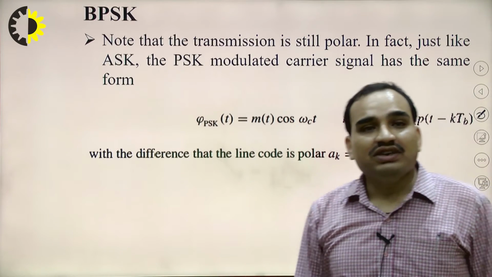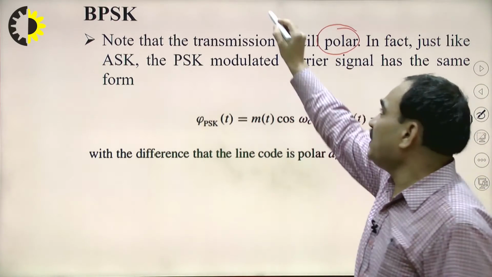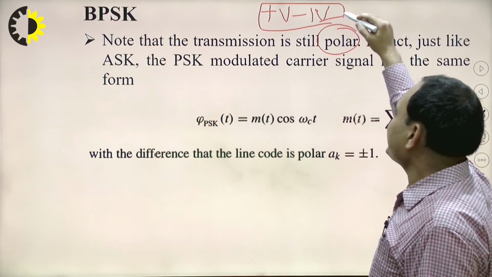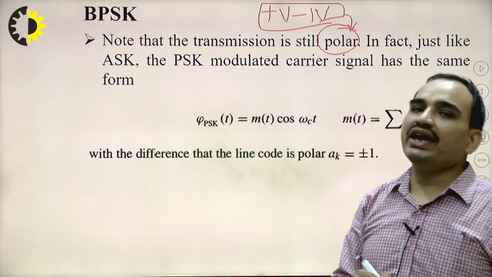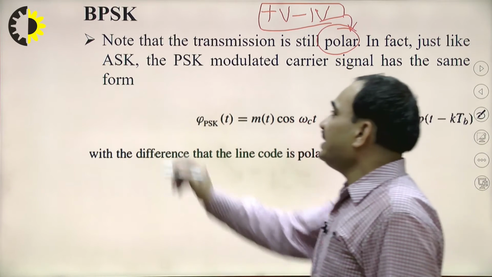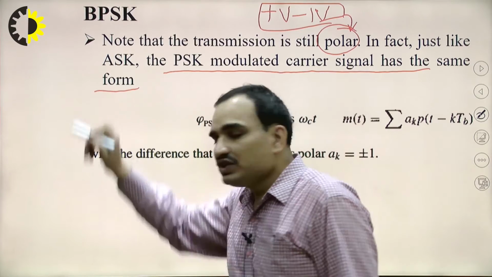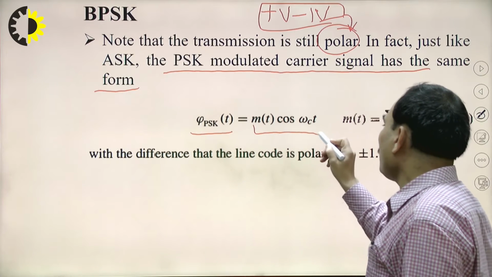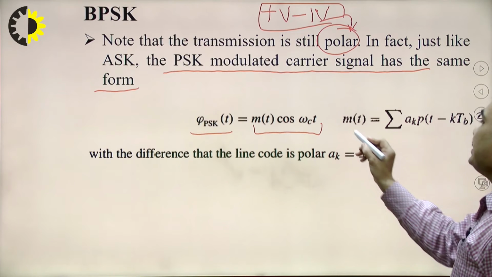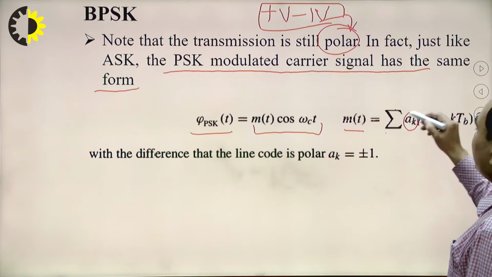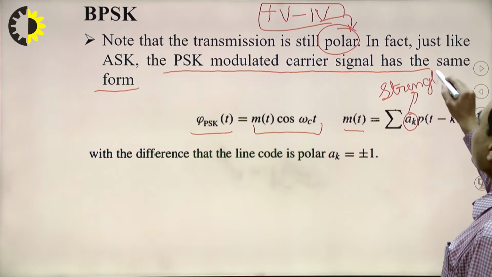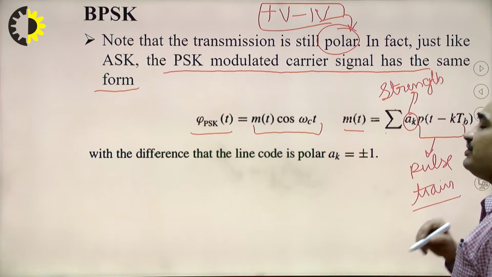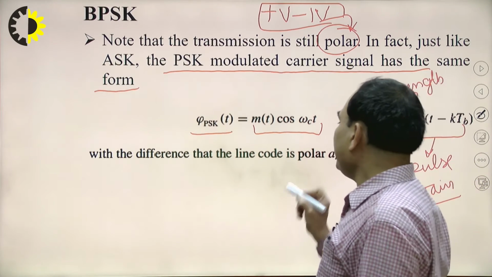Now note that the transmission is still polar. This means we are using either plus or minus, representing voltage as plus V or minus V. Depending on that, we call it polar signaling, as it has both polarities. In fact, just like ASK, the PSK modulated carrier signal has the same form. We can write the PSK modulated signal phi PSK(t) equals m(t) cos(omega c t), and the message can be written as m(t) equals the summation of a_k p(t minus kT), where a_k is the strength of the pulse, represented by the pulse train, the pulses we use to transmit our data, with the difference that the line code is polar in form.